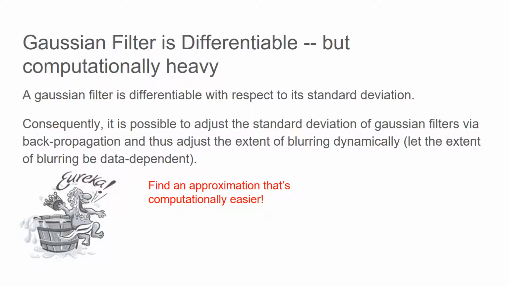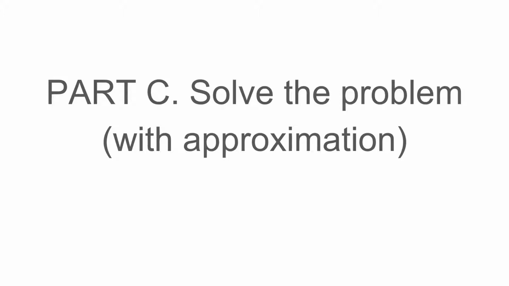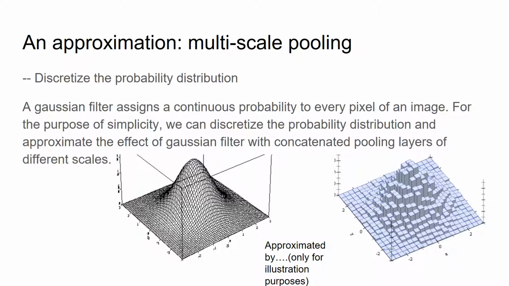So, here comes part C. We try to solve the problem with approximation. The approximation we came up with is called multi-scale pooling. The idea is that we try to discretize the probability distribution, which is the Gaussian filter, into a discretized version. Basically, we're trying to approximate the effect with concatenated pooling layers of different scales.